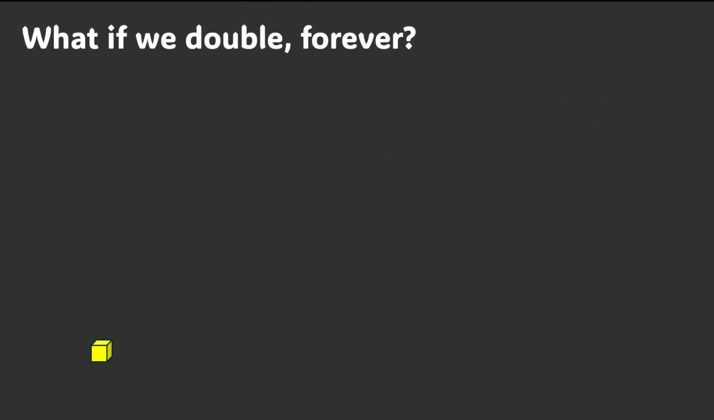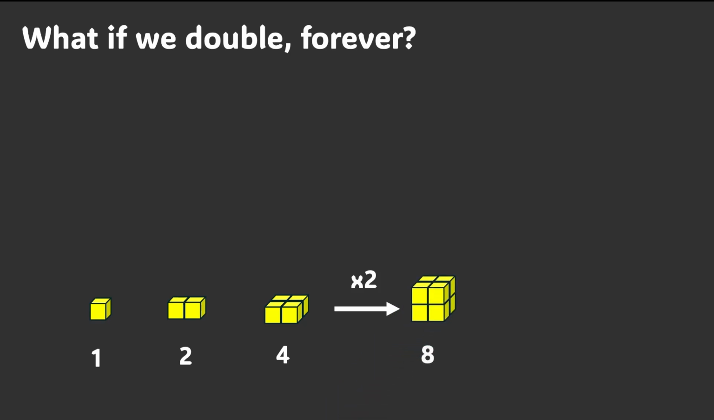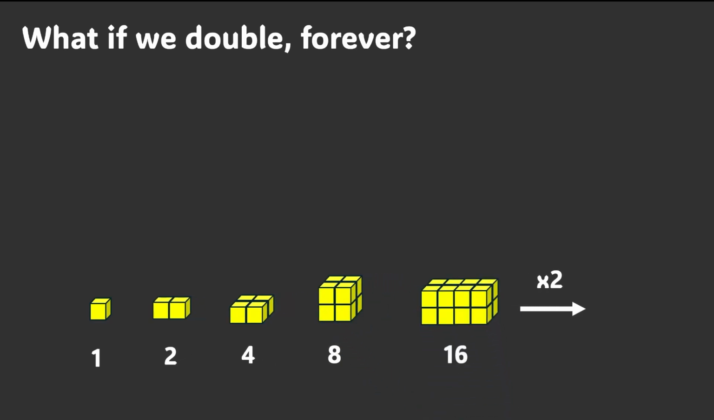Suppose we have this one small cube. If we double the number of cubes to get the next number in the sequence, we'll get 2 small cubes. But why stop here? Let's double these 2 cubes as well. Then we'll have 2 times 2, that is 4 small cubes. If we double it again, we will get 8 cubes this time. We can keep on doing this forever.